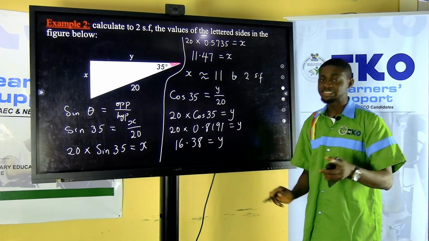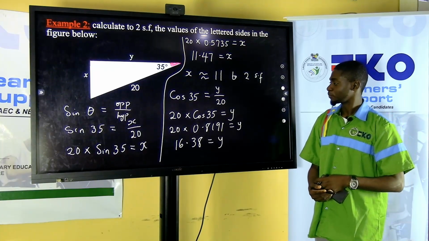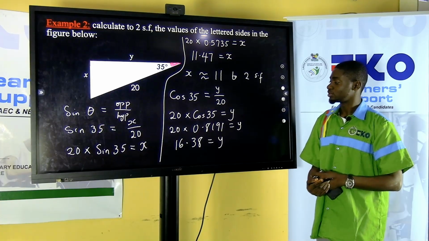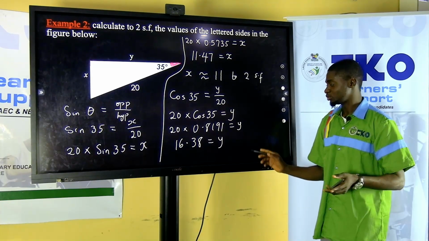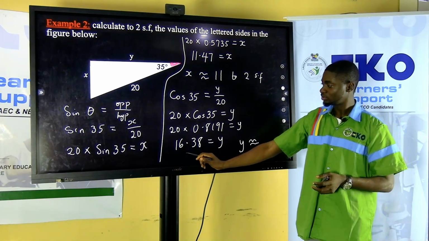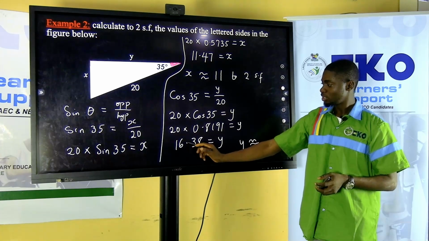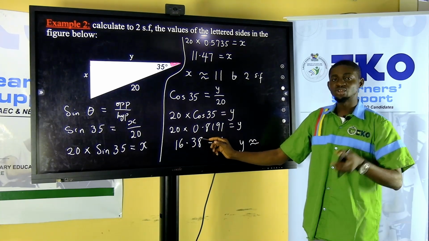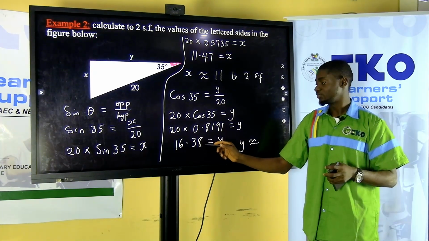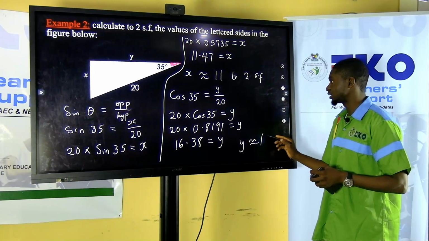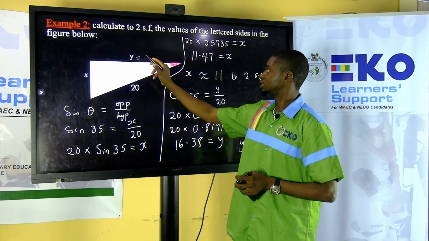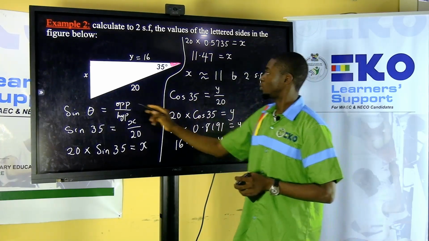I want to believe that that's the same thing you've gotten at your end. Again, to make this two significant figures, you already know what to do. y is approximately, the significant figures will be 1, 2. What follows here is not up to 5 that we can approximate up. So when you approximate a number less than 5, it gives you 0. So we then have 16. We can say y equals 16 and x equals 11.